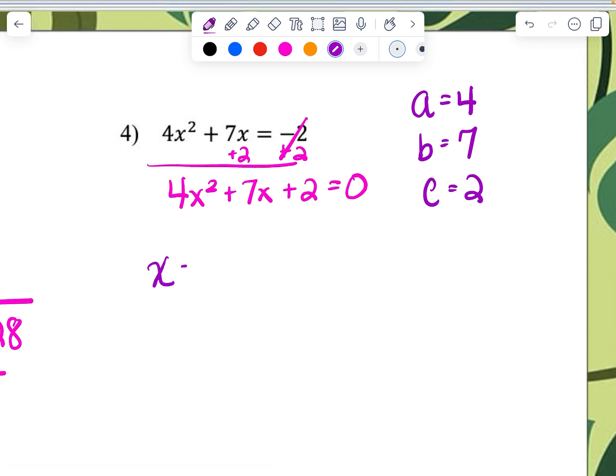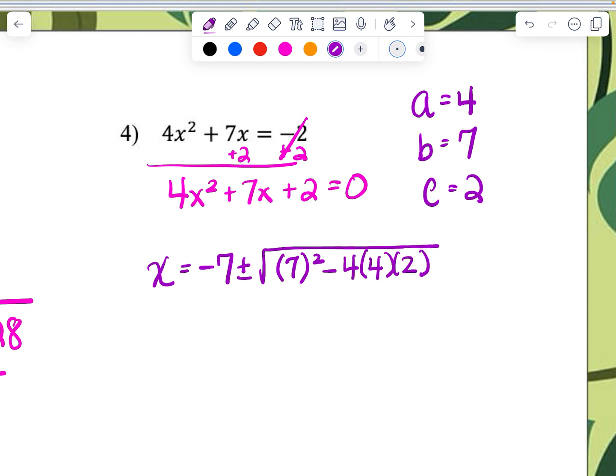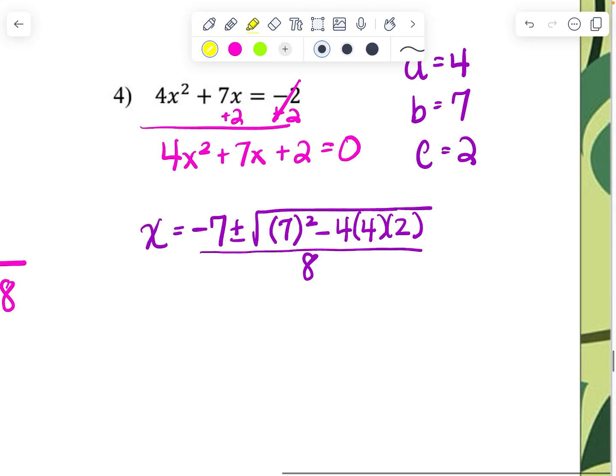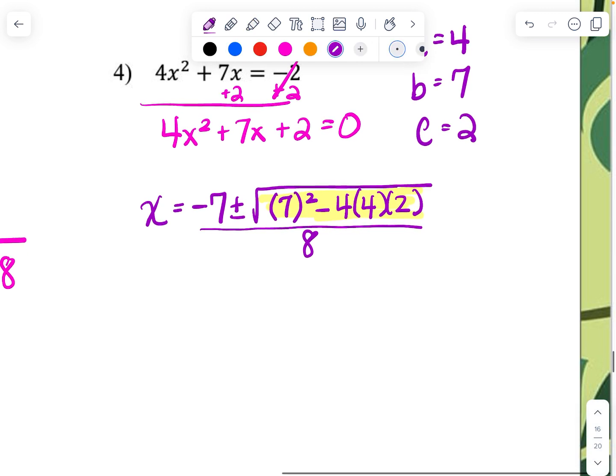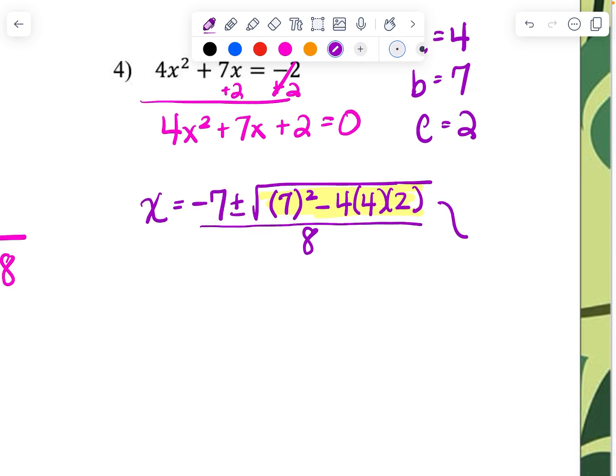So x is equal to the opposite of b, so positive 7, I make negative 7, plus or minus the square root of b squared. I'm still going to put it in parentheses, even though it's just a habit. Minus 4 times 4 times 2. So 4 times a times c, all over 2 times 4, which is 8. I'm going to take care of the discriminant first. So I'm going to go over here to the side, do a little bit of mental math.